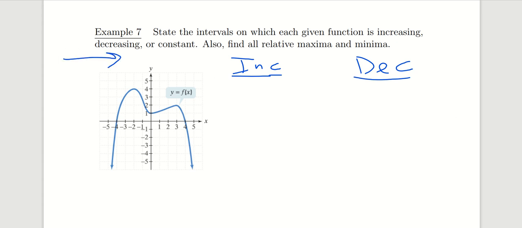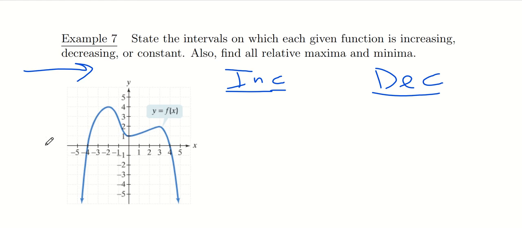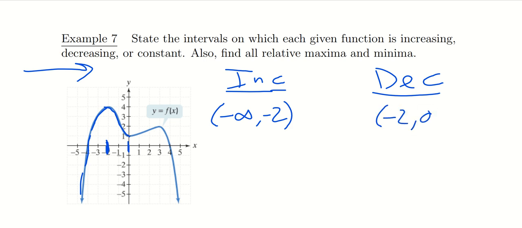When we start to read the graph going from left to right, we see that initially the graph is moving in an upwards direction. It continues to move up until we hit the x value negative 2. So this graph is increasing from negative infinity until we hit negative 2. Now, what happens after negative 2? If we continue to read the graph, now it's going down and down, and it continues to move down until we get to x equals 0. So it's decreasing in between negative 2 and 0.